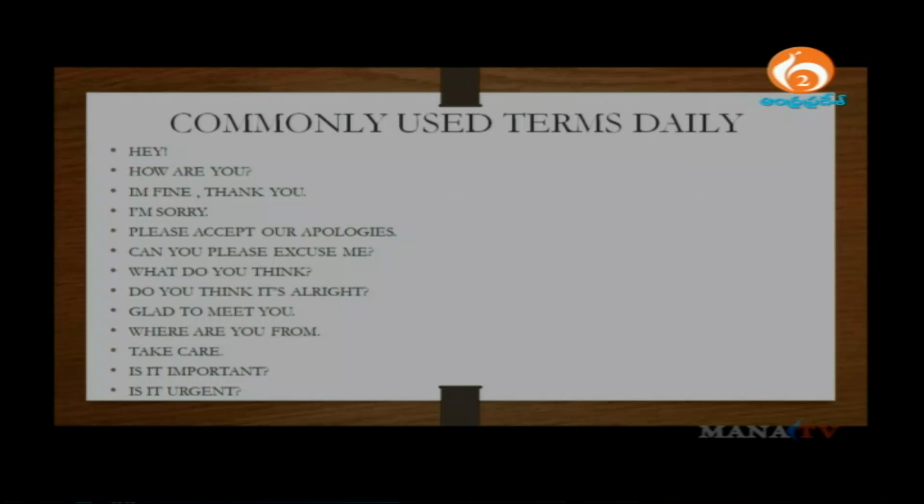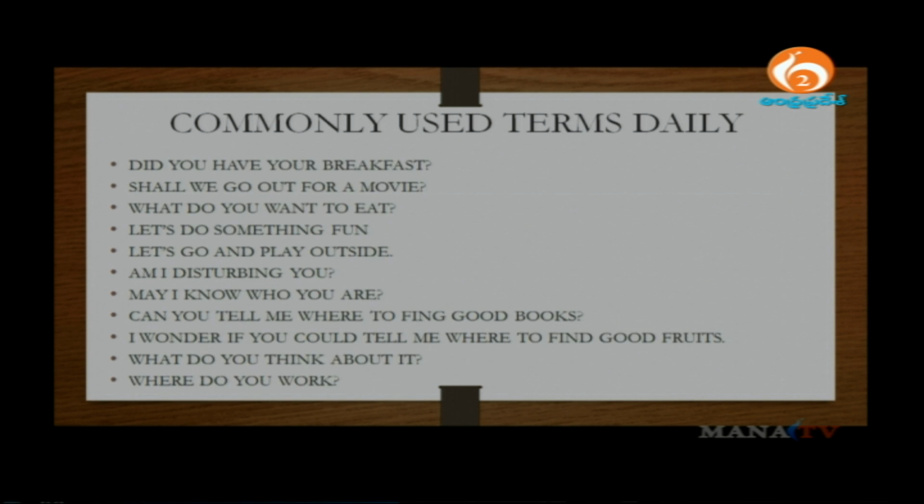If you can see the slide here. It is urgent. Is it urgent? Is it important? Did you have your breakfast?